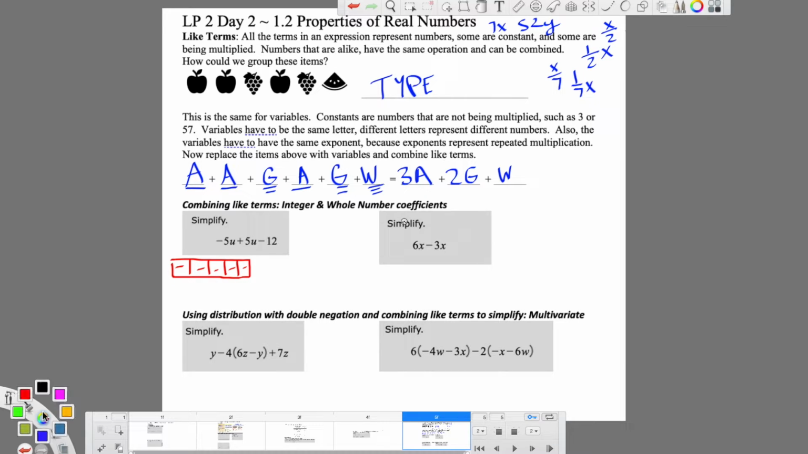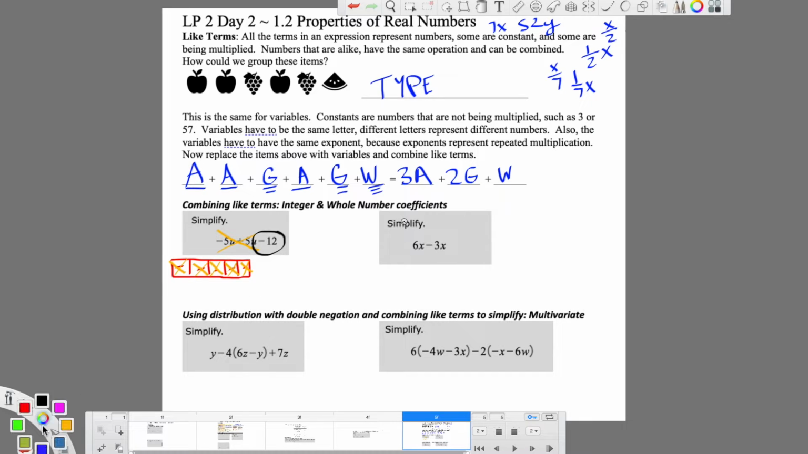And then when we have a positive, what negatives and positives do is they literally cancel each other out. One negative, one positive becomes zero. So if I have five negatives and five positives, each one of these ends up getting crossed out because I have 1, 2, 3, 4, 5 negative and 1, 2, 3, 4, 5 positive. So really, negative 5U plus 5U cancels out. It goes away. So all I'm left with is negative 12. That's the simplified version of this expression.